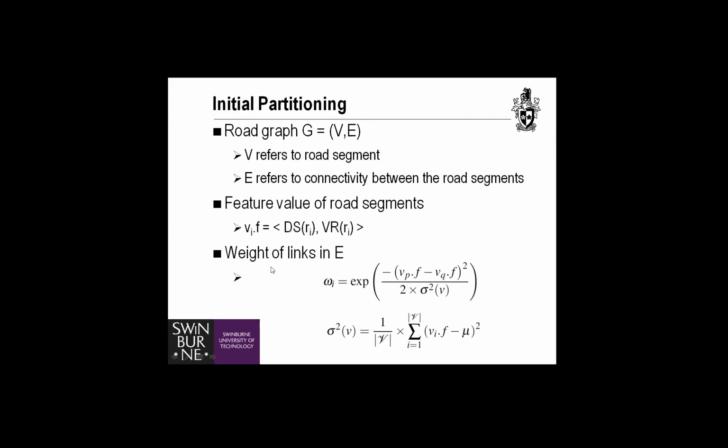And we define the weight of each link in the set E by this measure, which is the Gaussian similarity between the two nodes. So if the link is wi and it connects two nodes, vp and vq, then we define its weight by this Gaussian similarity between these two nodes. This is just the Gaussian formula, and this is the variance, which is further detailed here.